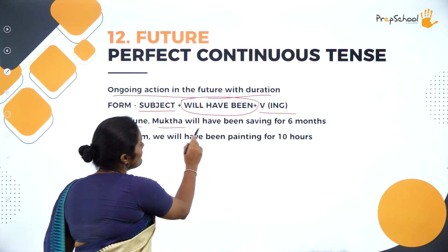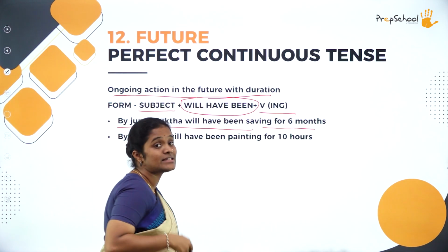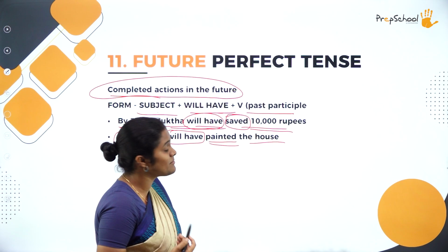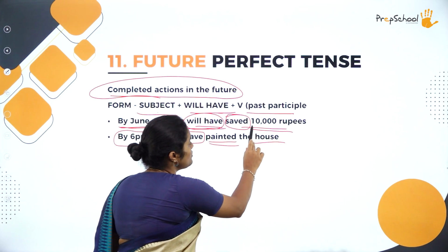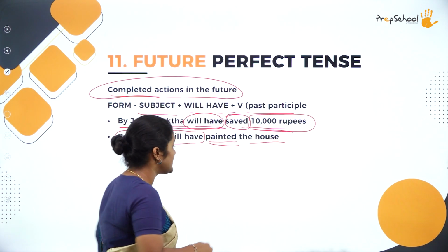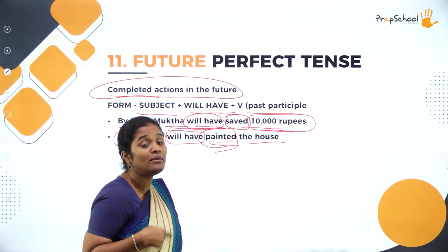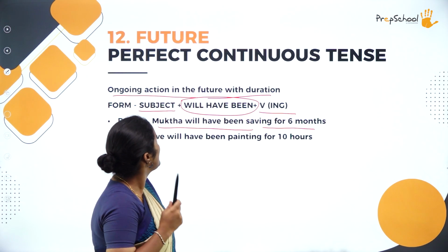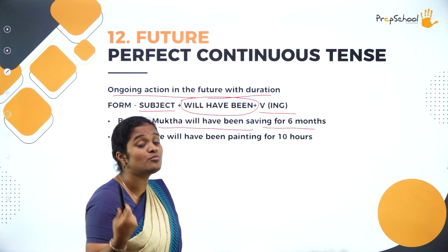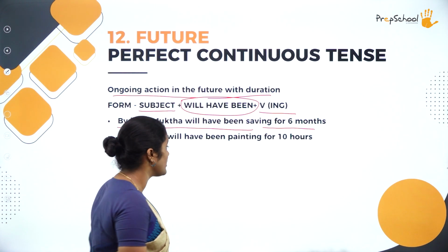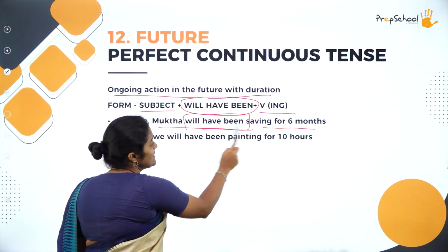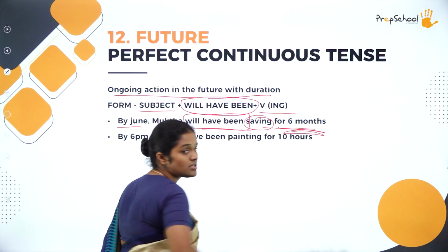By June, Mukta will have been saving for 6 months. Now over here, what was important? The money was important. Saved 10,000 rupees, painted the house was important. However, in the next one, which is future perfect continuous tense, what is more important? The duration is more important. Will have been saving for 6 months.